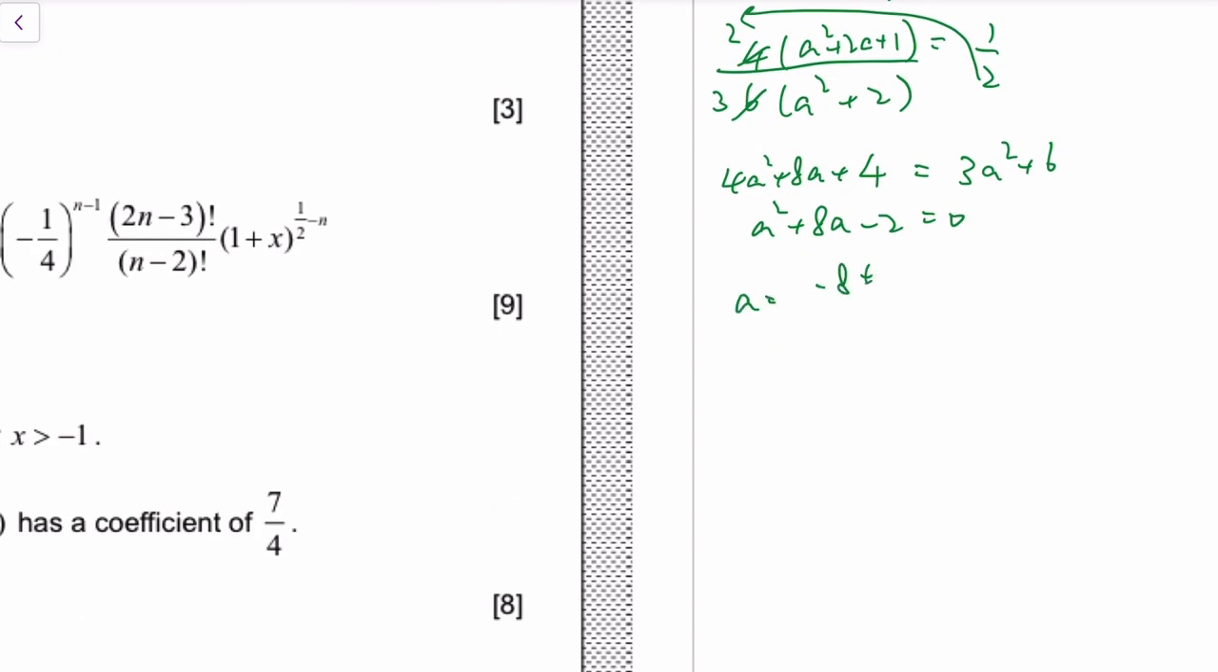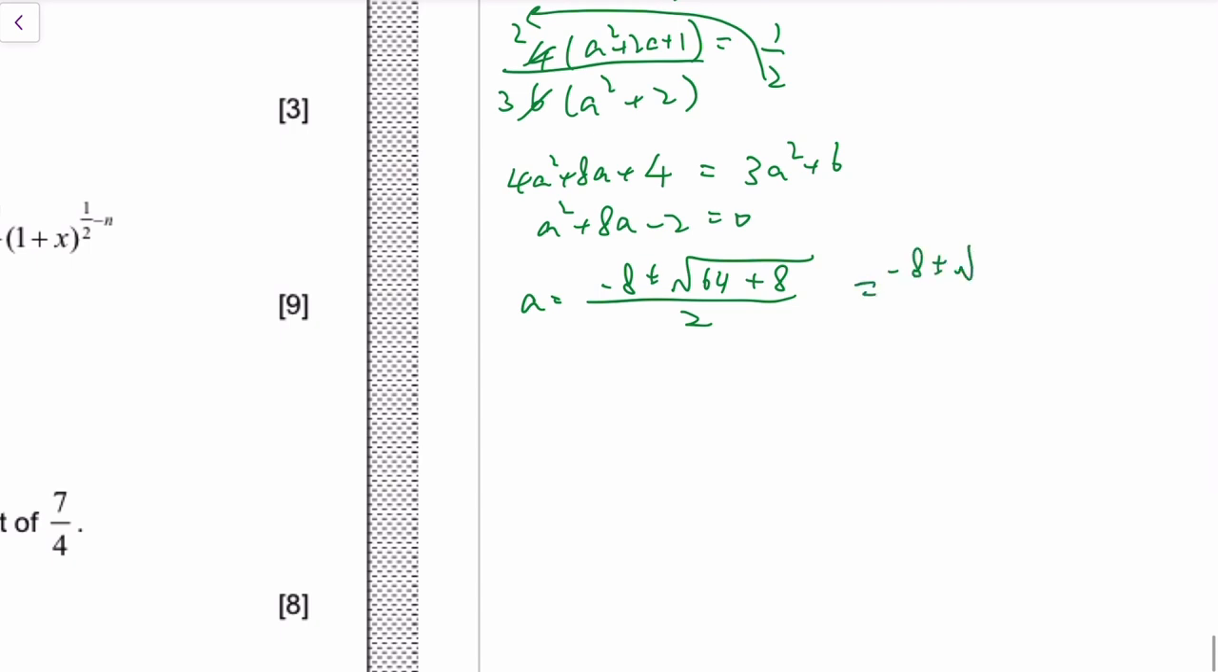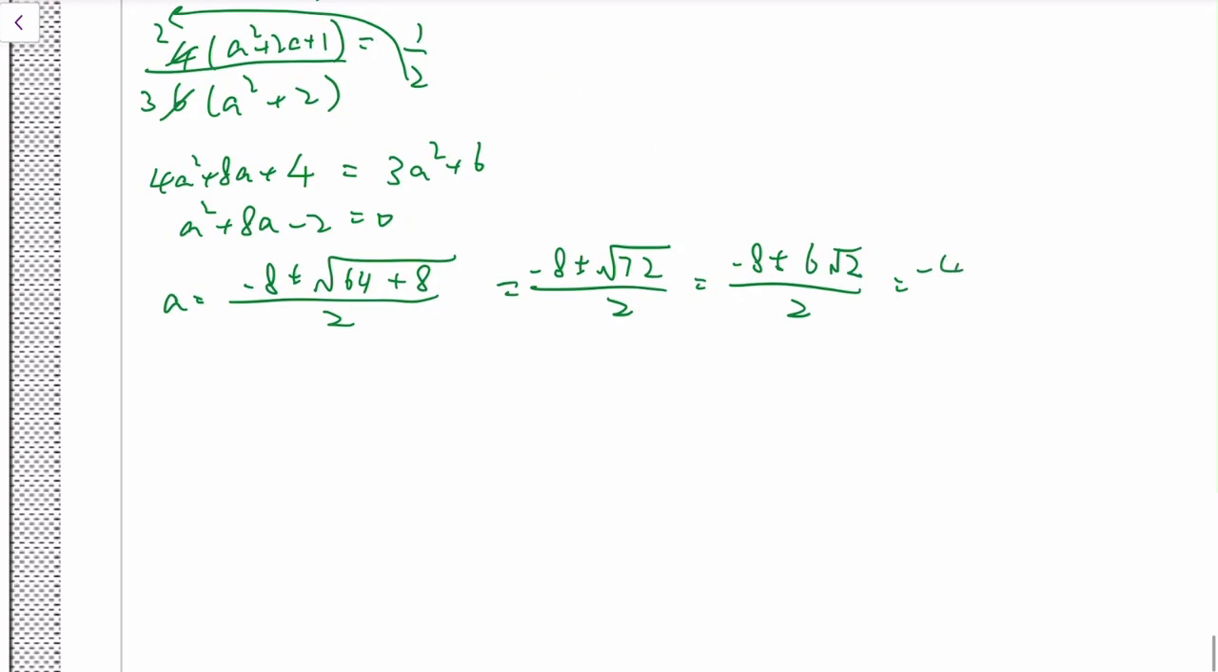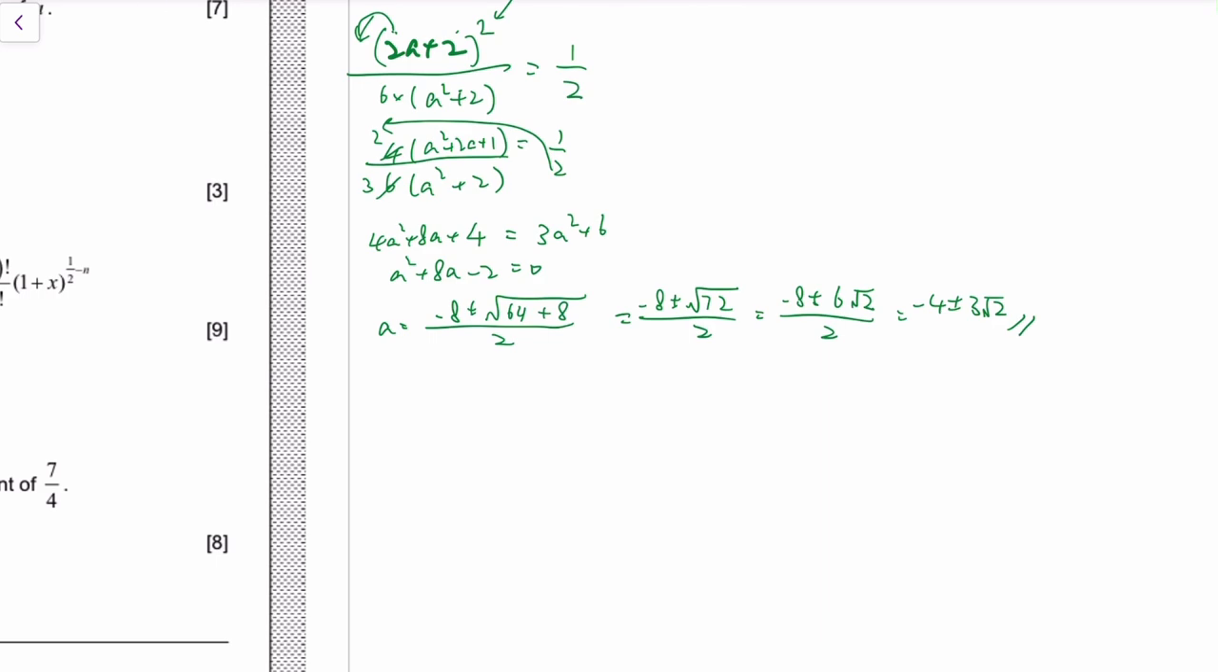So it's negative 8 plus minus square root of b squared minus 4ac, all over 2a. 72, or 2, should we simplify that? That's like 6 root 2 over 2. So minus 4 plus minus 3 root 2. That seems to be the possible values of a. Yeah, assuming I get it right, I guess.